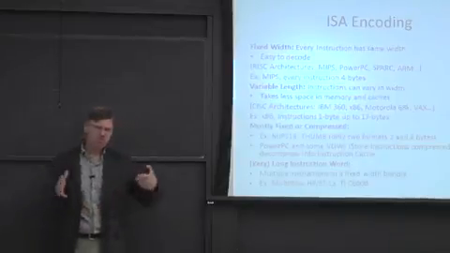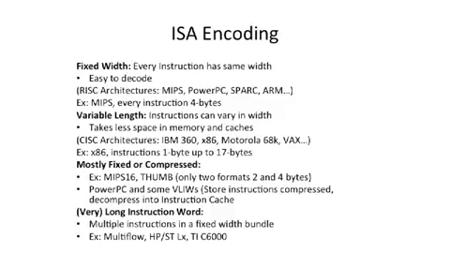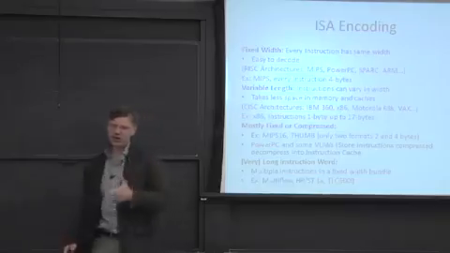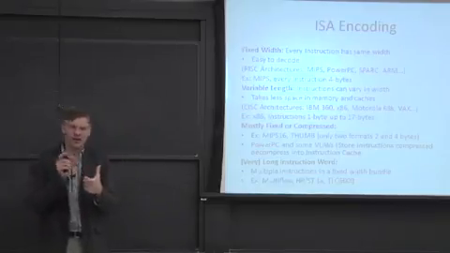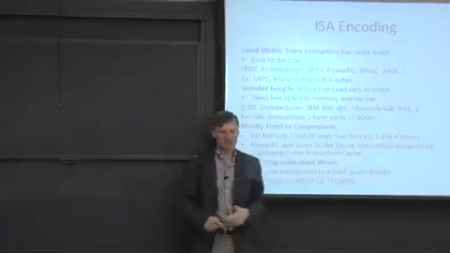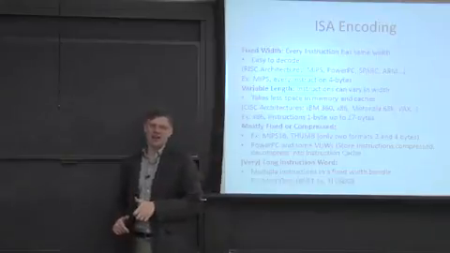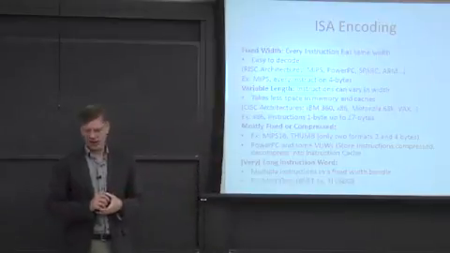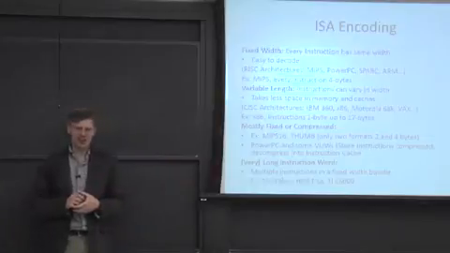And now we start to get into something which is a little bit fuzzier. There are things that start to cross over. People started to build mostly fixed or compressed instruction set architectures. An example of this is something like MIPS16, which is effectively a MIPS instruction set where there are both 32-bit or 4-byte instructions and 16-bit or 2-byte instructions. And Thumb, which is the compressed or mostly fixed instruction set architecture of ARM.